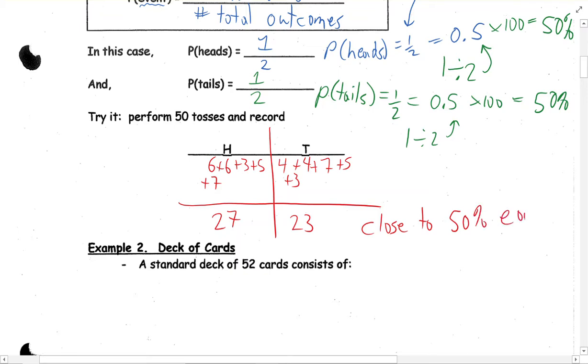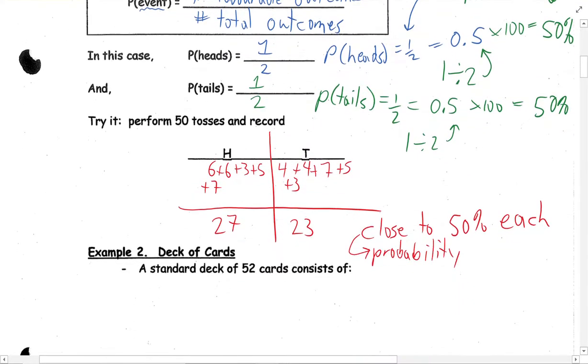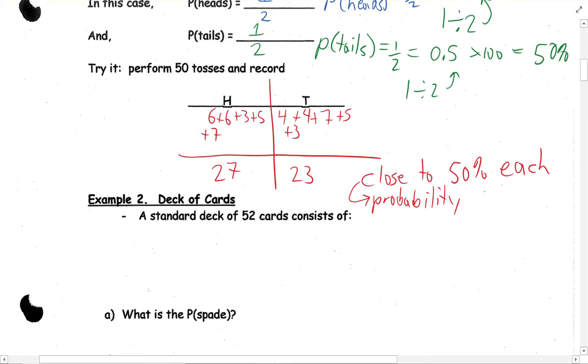So my question, of course, I'm sure you have this, is why is it not exact? Why is it not exact? Well, the reason why is because it's only a prediction, okay? So probability is only a prediction. It's not actual fact that that is going to happen. So looking here, probability, close to 50% each, because probability is only a prediction.